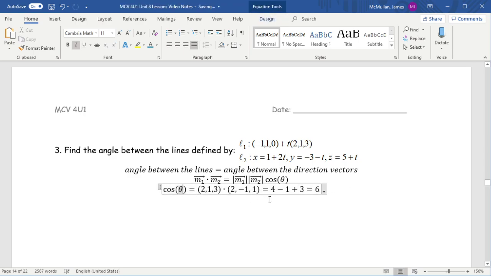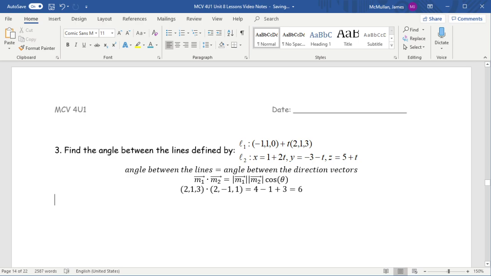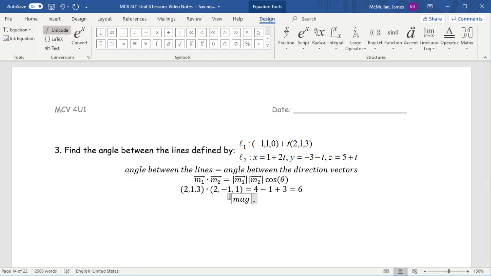Sorry, the solution looks horrible. Okay, so we'll do the dot product there. We'll do the magnitudes. They are, let's see, square root of 14 again, and then the other one is square root of 6, from 4 plus 1 plus 1. So on the bottom we're going to have 6 divided by square root 14 times square root 6. That is going to be equal to cos theta.